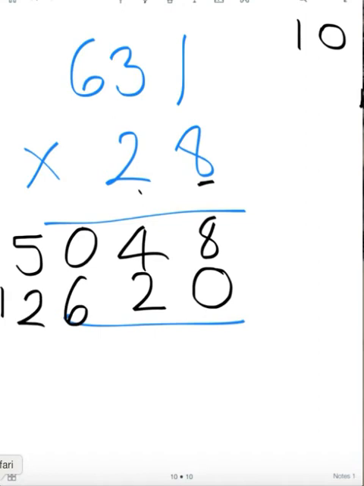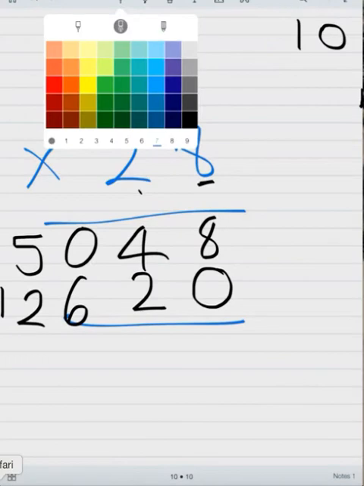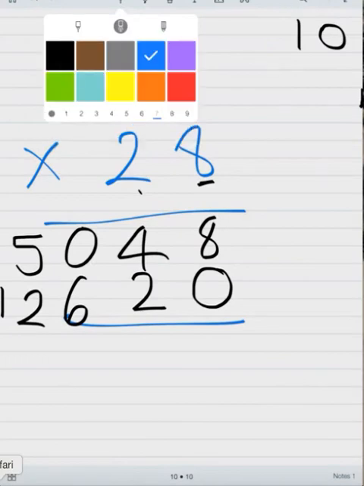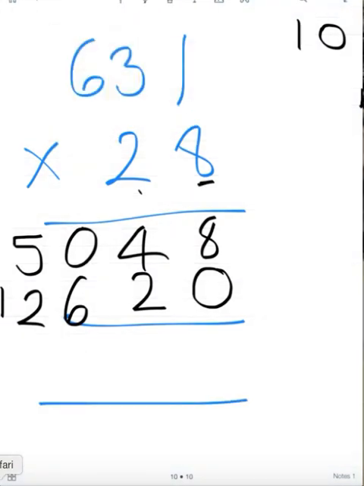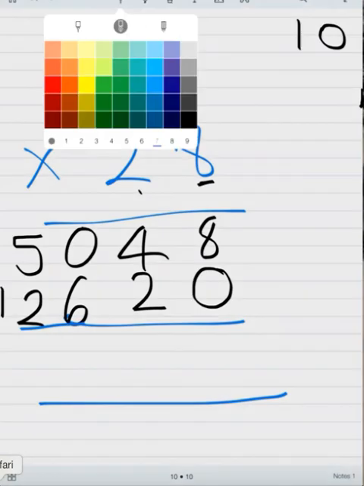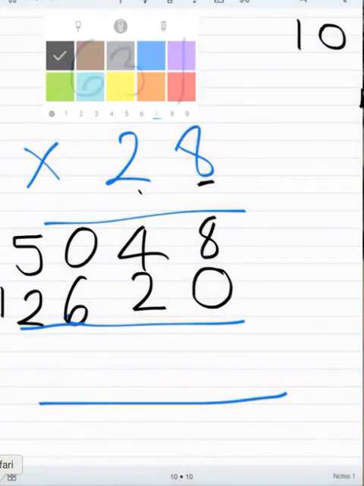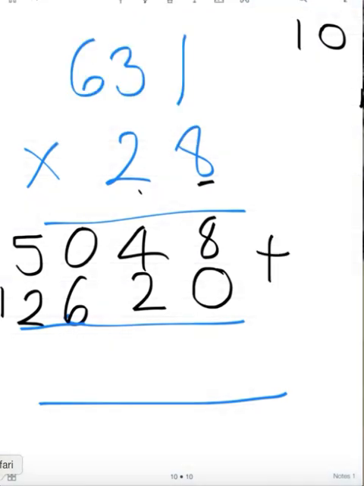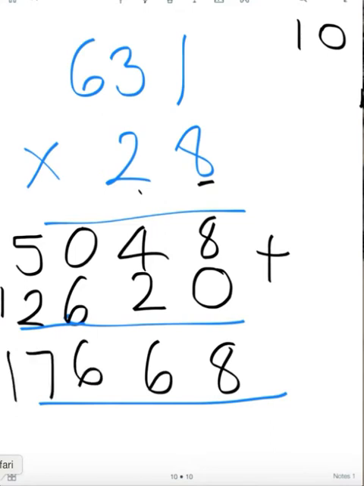Okay, and now the final thing we have to do is to simply, I forgot my other line, add up what we have multiplied. So now we're going to add this up. So now we've got 8 plus 0, which is 8, 4 plus 2, which is 6, 6 plus 0 is 6, 5 plus 2 is 7, and our 1 is there. So our number, if I put a comma in there, is 17,668.